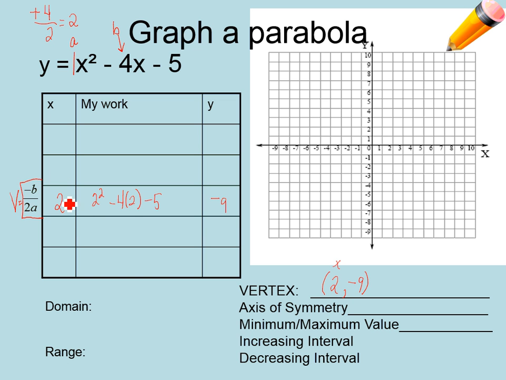All right. Now, once you find your vertex, you would use values that are below your vertex and above your vertex. So numbers that are less than 2 would be 1 and 0.